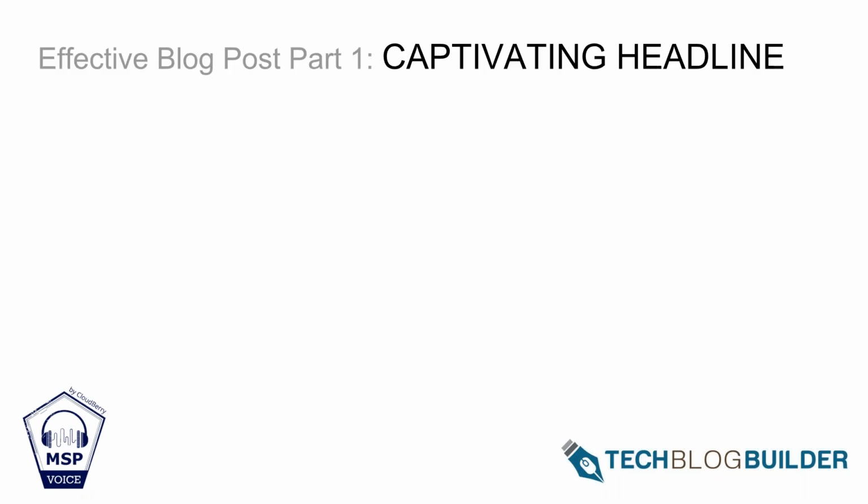First thing, the effective blog post, part 1, captivating headline. The headline is super important, because not only is it the thing at the top of the blog post that people see first, but it also shows up when you share a link to the blog post on social media. A lot of times the social media platforms now will grab the article code in the back end and use the headline as the headline that shows up on the social media post. So that's usually going to be the first thing that people see, and that's going to be the thing that entices them to click.